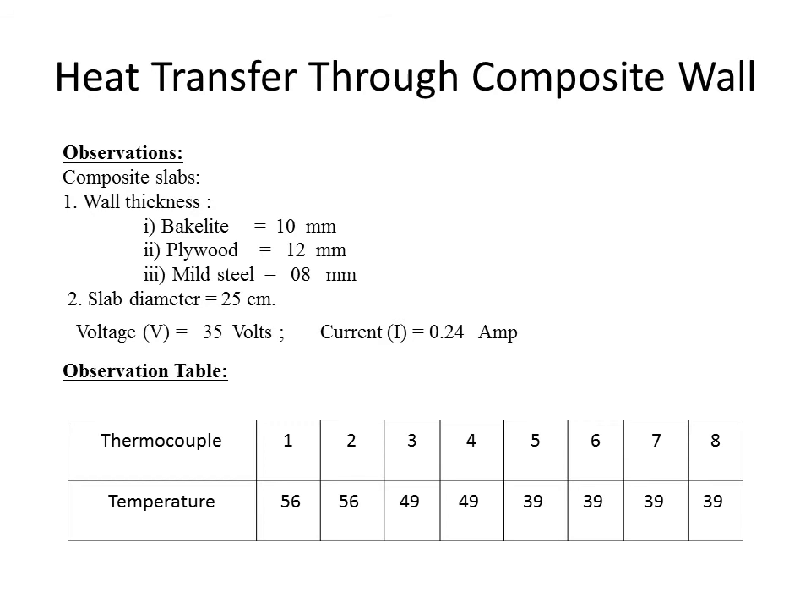Observation table. First temperature is 56 degrees Celsius. Second temperature is also 56 degrees Celsius. Third temperature is 49 degrees Celsius. Fourth is 49 degrees Celsius. Fifth temperature is 39 degrees Celsius. Similarly, sixth temperature is also 39 degrees Celsius. Seventh temperature is 39 degrees Celsius and eighth temperature is 39 degrees Celsius.